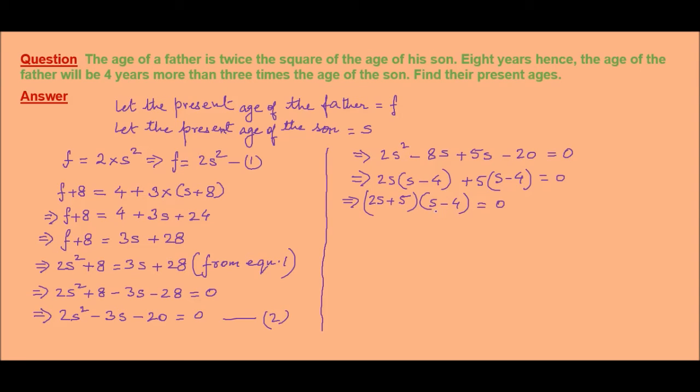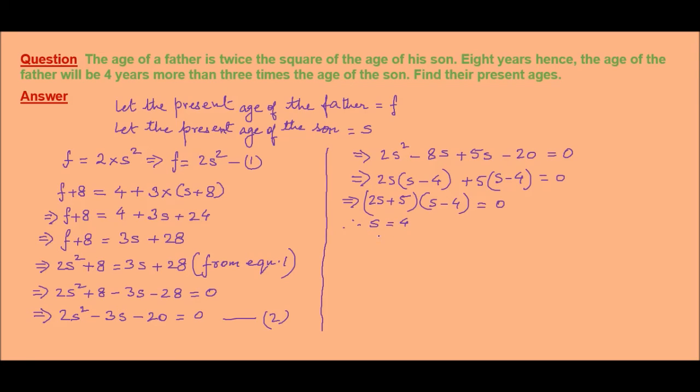We will be taking this part. s minus 4 is equal to 0, which gives us the value of s as plus 4. So, what does s represent? The present age of the son. Therefore, s is equal to 4. That is the present age of the son.